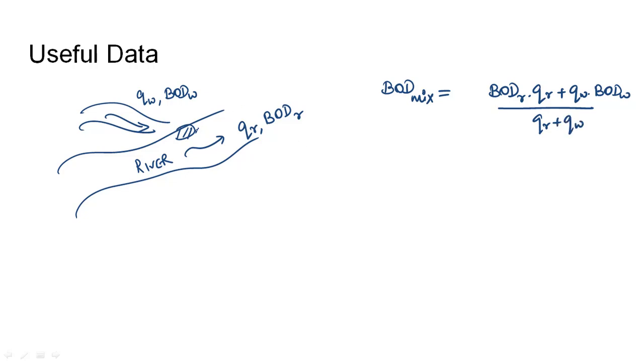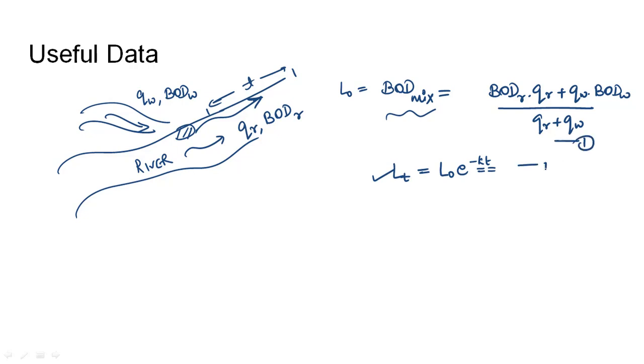Once this is known, this BOD would reduce in the river due to the biological decomposition process. So the BOD level at a time instant t will be L0 e power minus kt, where L0 will be the initial BOD of the mix, and depending upon the constant k and the time taken for traveling to a certain place, the BOD level would decrease to a level of LT. So 1 and 2 would be used in solving this problem.